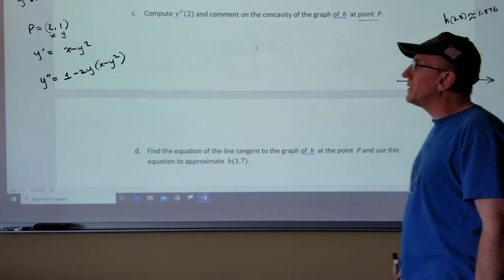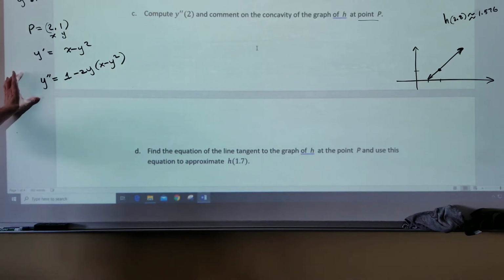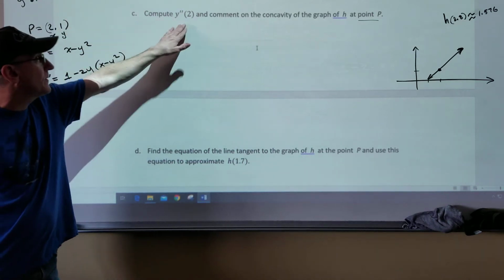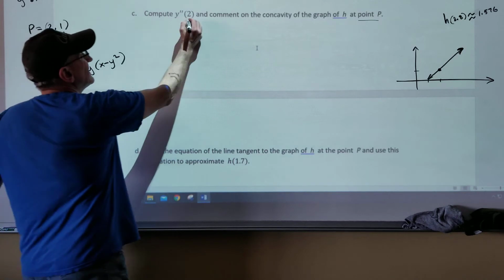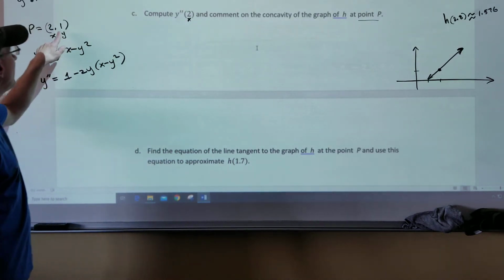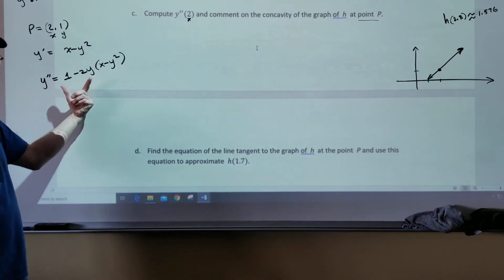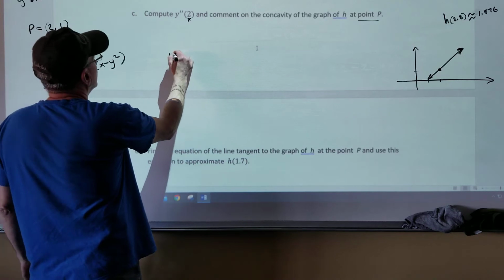We just computed a formula for the second derivative. Part C, they want you to get a value for the second derivative at x equals 2. It does not tell you, however, that you're going to need to know the y that goes with it. Because as you can see, the y double prime has got x's and y's in the calculation. So that looks like this.